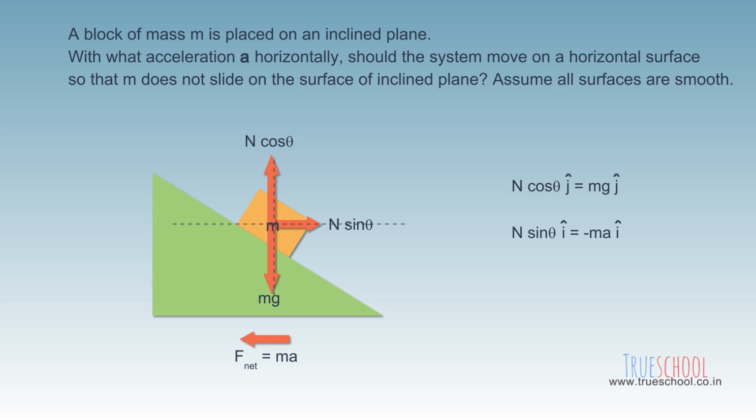Now we have two equations and two unknowns, a and n. If we replace n in the second equation using the first, we will get acceleration equal to minus g tan theta. This negative sign simply means the acceleration is in the reverse of what we had assumed, and acceleration is actually g tan theta in the right direction.